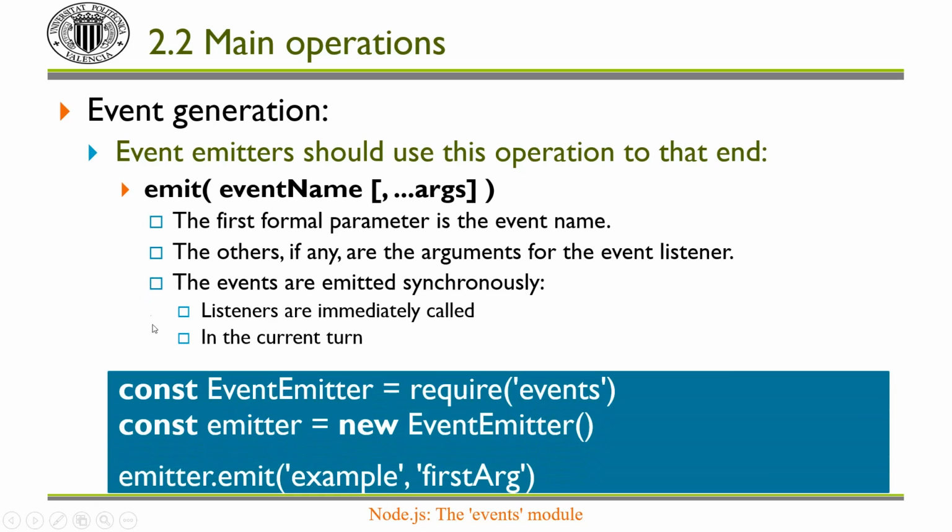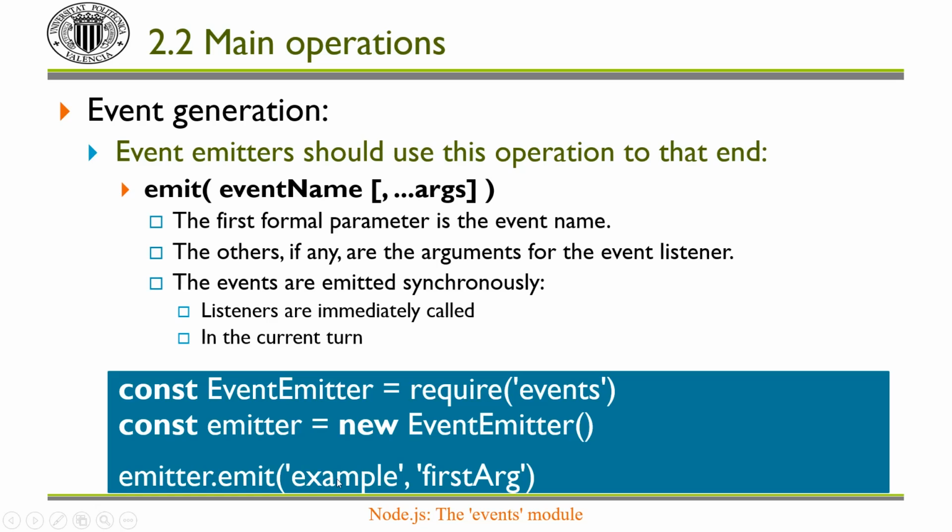Here we see an example of emit. We have used the previous two lines in order to build the appropriate event emitter, and now on that event emitter we may use the emit operation. And in this example, we are associating this argument in order to invoke all registered listeners for that event.